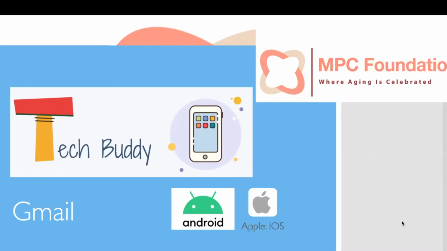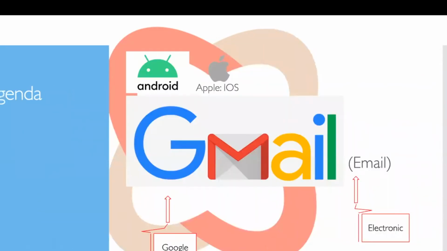So that is fantastic. So today we're going to be talking about Gmail. Gmail is essentially Google's version of email. The G in Gmail stands for Google, and email is just essentially electronic mail. If you don't already know, email is pretty common nowadays, but it is a way for you to send messages from one person to another, or for you to send messages to many people all at once.